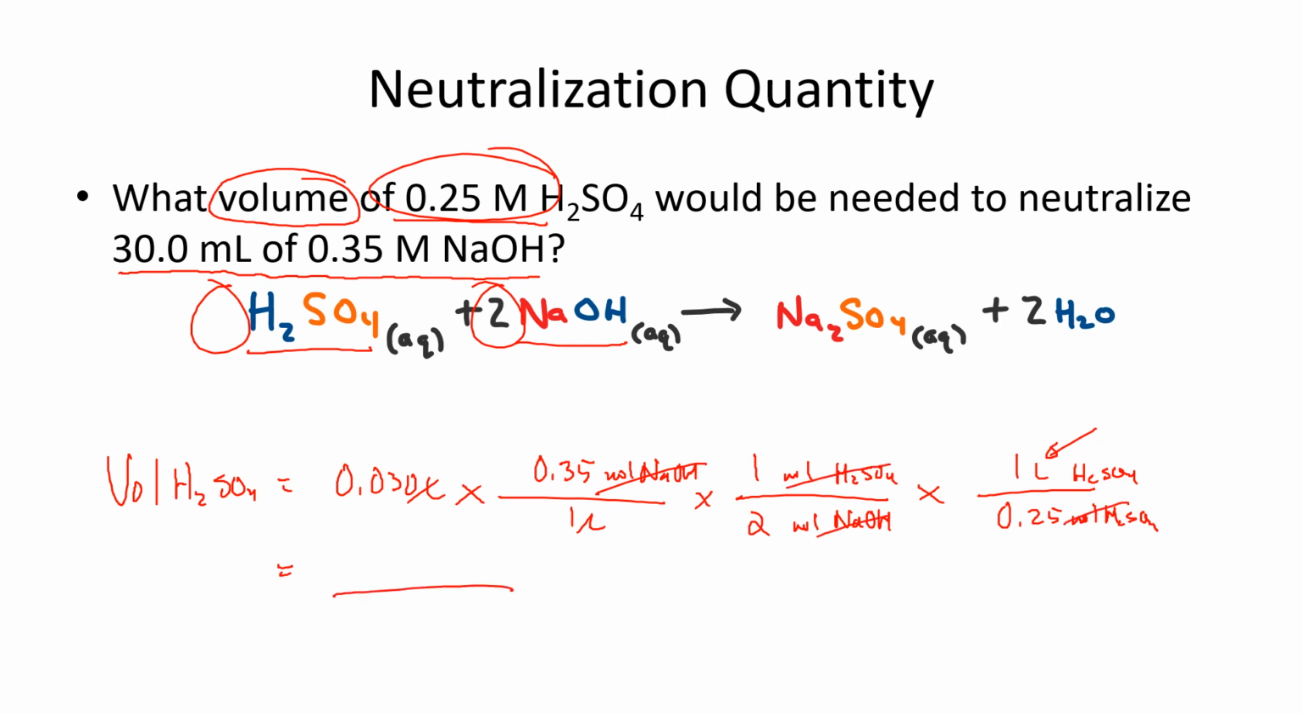Okay, let's work it out. So 0.03 times 0.35 divided by 2 divided by 0.25 equals 0.021 liters, or 21 milliliters. Yay.